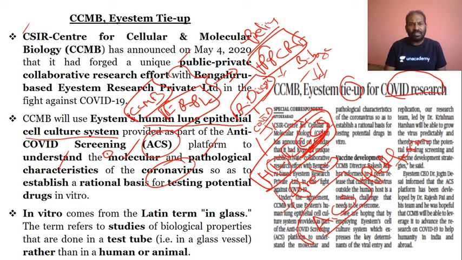And this establishes a rational basis for testing potential drugs. So once we understand the pathological or molecular characteristics of COVID-19 SARS-CoV-2, it will be very useful as a rational basis for testing potential drugs. And this is in vitro.